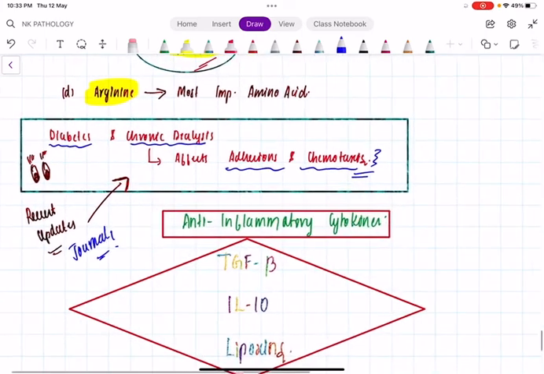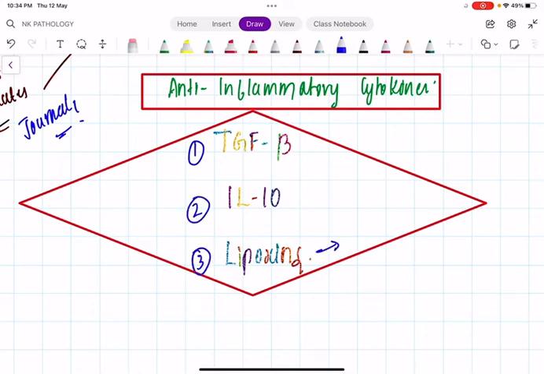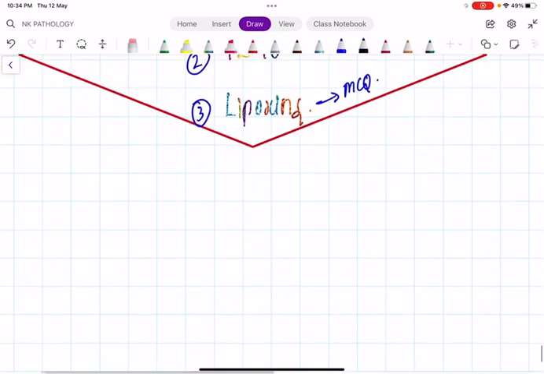And finally, we have three anti-inflammatory cytokines. Number one is TGF beta. Number two is interleukin 10. Number three is lipoxin. Lipoxin is a potential MCQ question. They will ask which of the following arachidonic acid metabolites is anti-inflammatory. Remember, lipoxin is the one and only arachidonic acid metabolite which is anti-inflammatory. The rest are all pro-inflammatory.